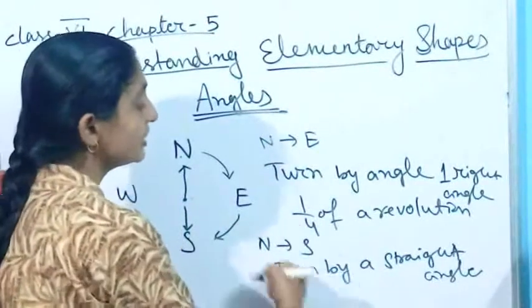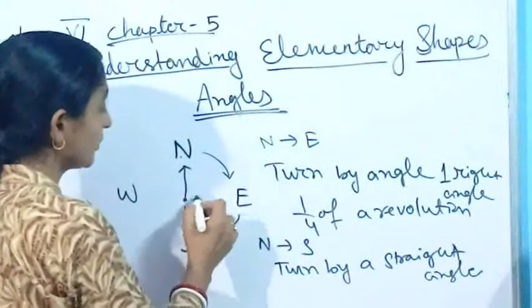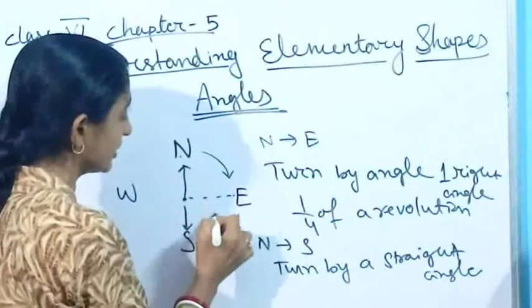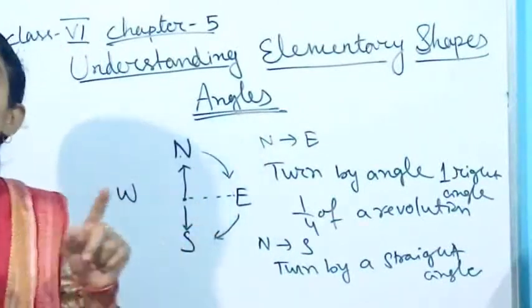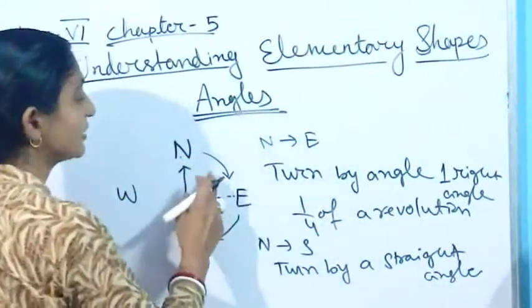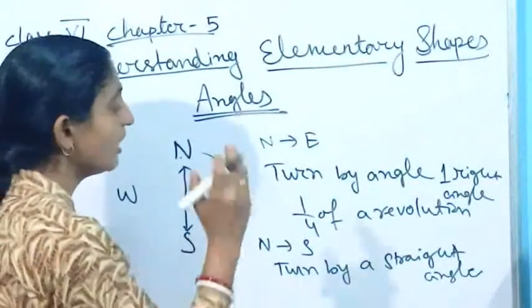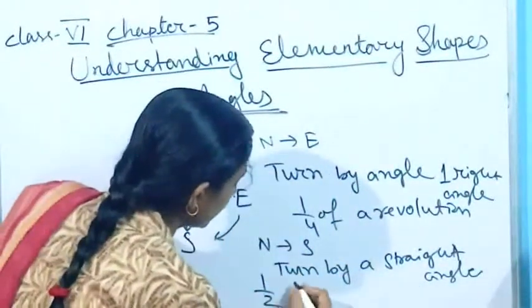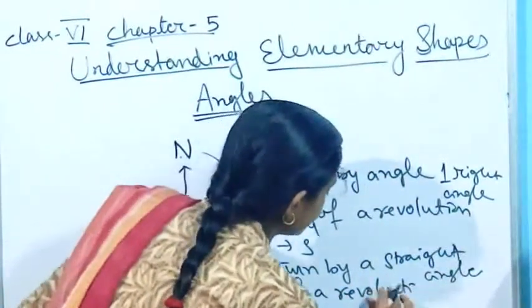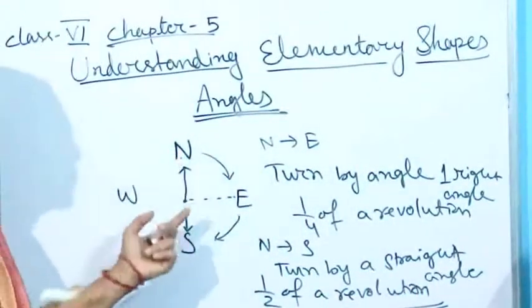And by the revolution, that fraction of revolution here, how many parts have you covered? Here this is the first right angle, this is the second right angle. So two right angles together make a straight angle, as we have written here. So by revolution we can say, if it is a complete circle, you have covered half of the revolution. So here it will be half a revolution. Yes.